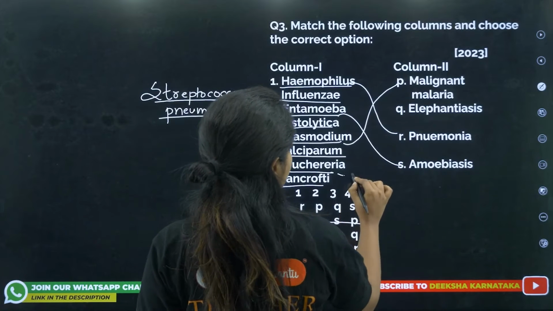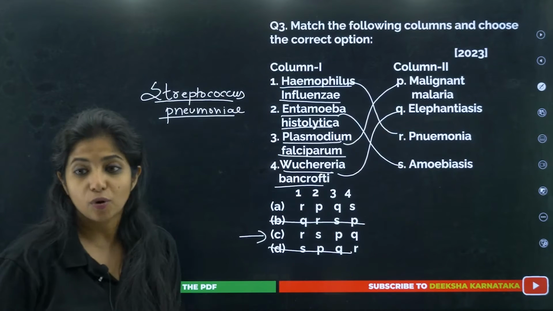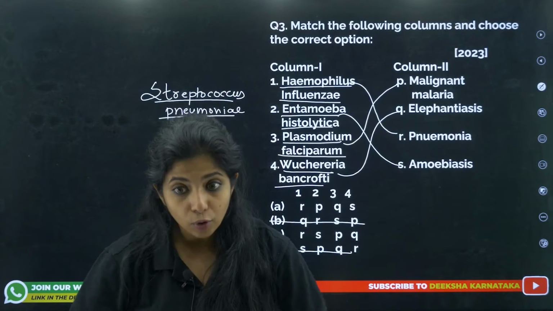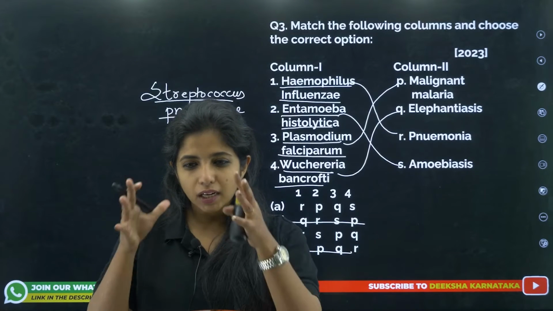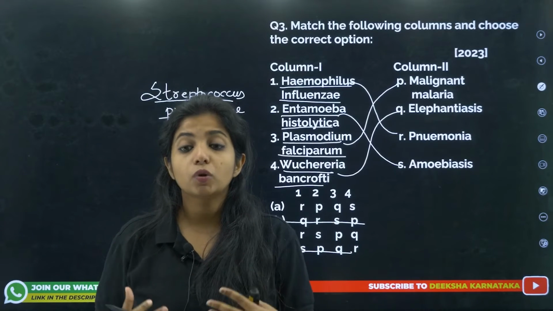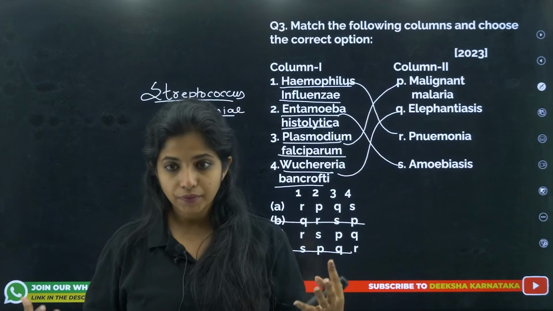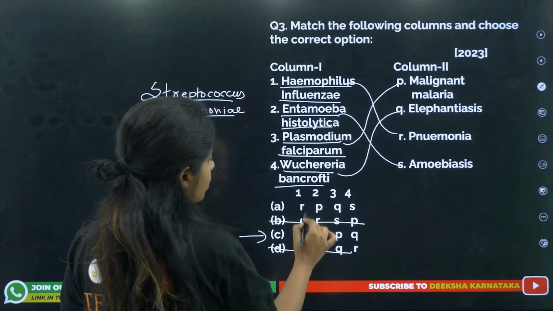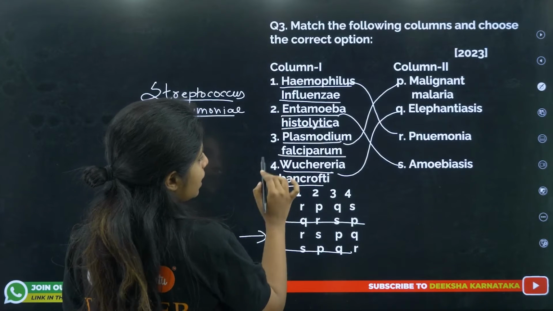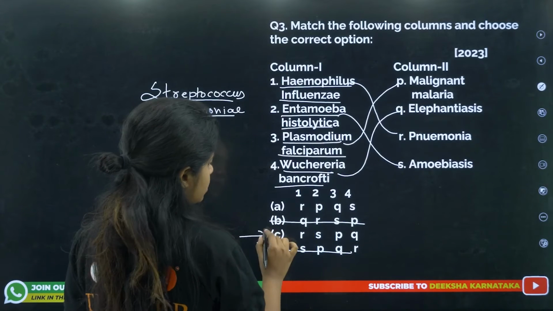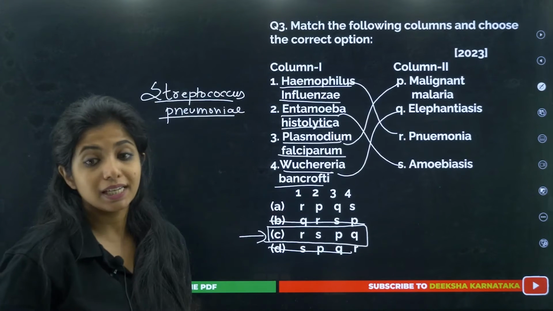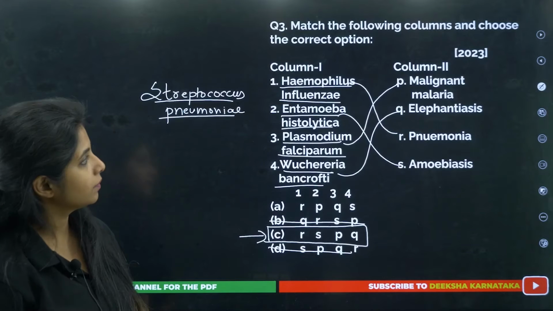Both of them are going to cause filariasis. Filariasis is also known as elephantiasis. Why? Because it is affecting the lymphatic system over the lower limbs. So, the lower limbs basically become swollen up like this, which looks like an elephant's leg, which is why it is also known as elephantiasis. Okay, so 1 with R, you check. 2 with S, 3 with P and 4 with Q. Is it true? Yes. So, this becomes your correct answer. This came in 2023.